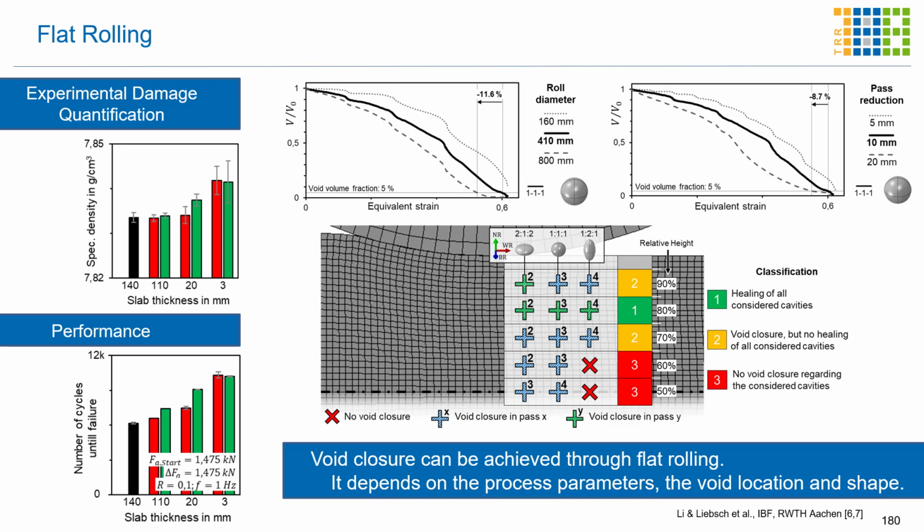In terms of the product performance, additional experiments have been performed. So the damage was quantified by density measurements here on the left hand side, and the performance has been investigated in terms of the fatigue life. And as you can see here, with a higher density, with a slab thickness of 3 millimeters, for example, the number of cycles until failure is also higher.